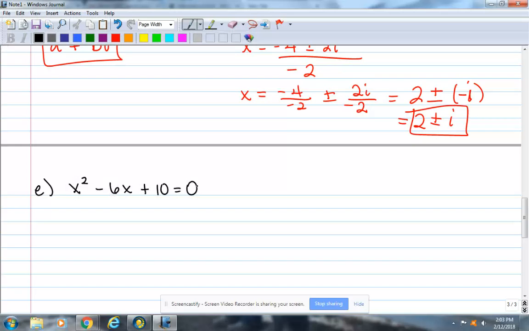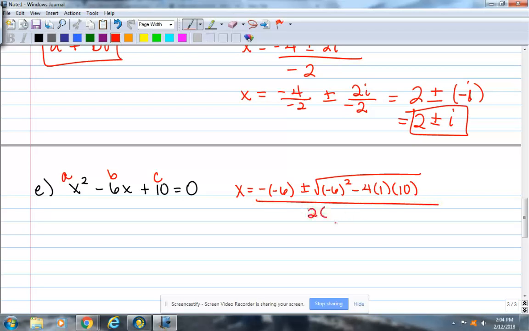Okay. So, what's my A? 1. What's my B? What's my C? 10. So x equals negative b plus or minus the radical of b squared minus 4c, divided by 2a. So x equals negative, what's b? So -6 plus or minus the square root of -6 squared minus 4 times what's a? What is a? 1. Thank you. What is c? 10. And all of that gets divided by 2 times what is a? 1.